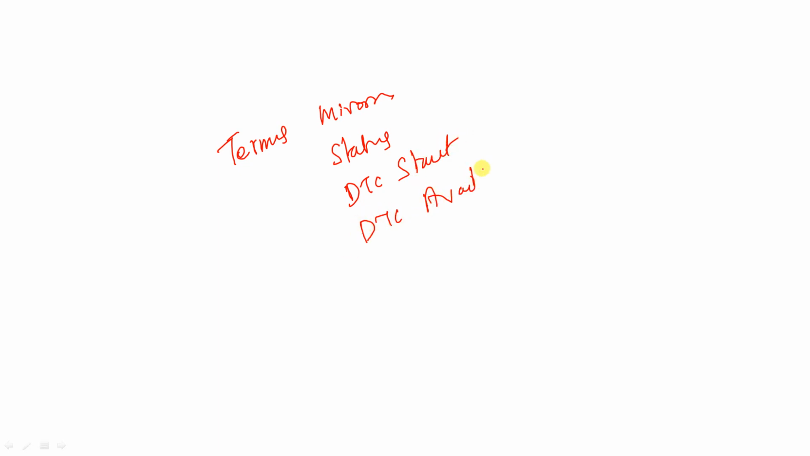And in the next video, what we are trying to do is cover the terminologies. For example, mirror memory DTC, then status of DTC, then DTC status mask, then DTC status availability mask. Everything will be explained in the upcoming videos.